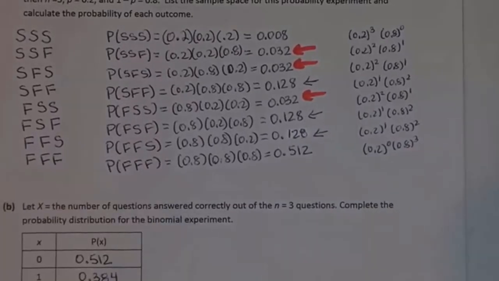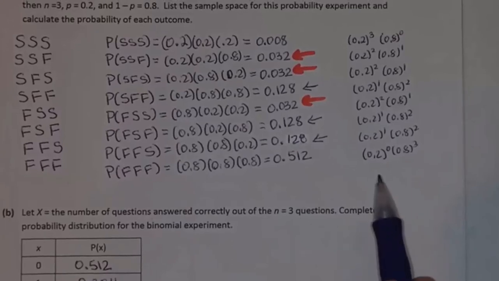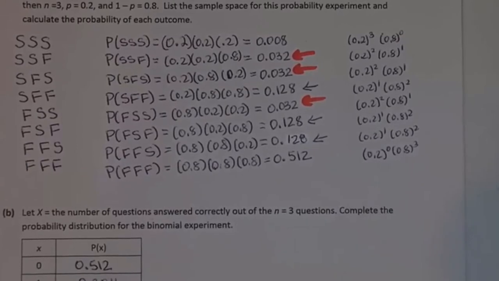So if I had 10 trials, and let's say I had 6 successes, well, if I have 6 successes, I have 4 failures. So I would calculate the probability by taking 0.2 to the 6th because there were 6 successes, and 0.8 to the 4th because there's 4 failures.